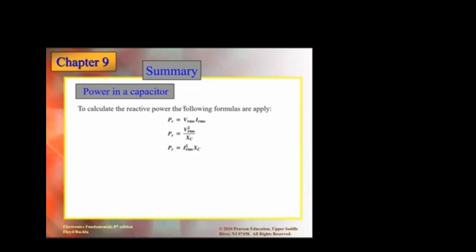To calculate reactive power, the formula is Pr equals Vrms times Irms. Or Pr equals Vrms squared over Xc. We will not use C; we will use the reactive equivalent of resistance, Xc. Or Pr equals I squared rms times Xc. This will give you the power, and the unit is VAR, volt-ampere reactive.